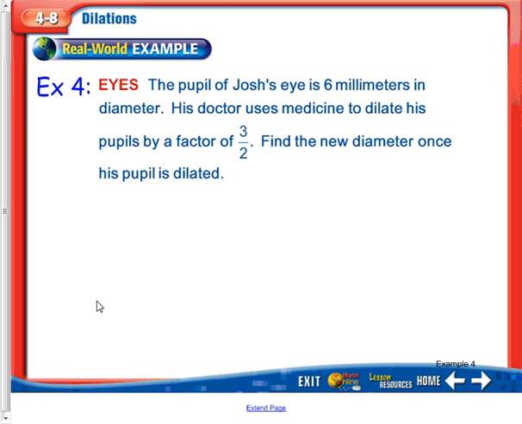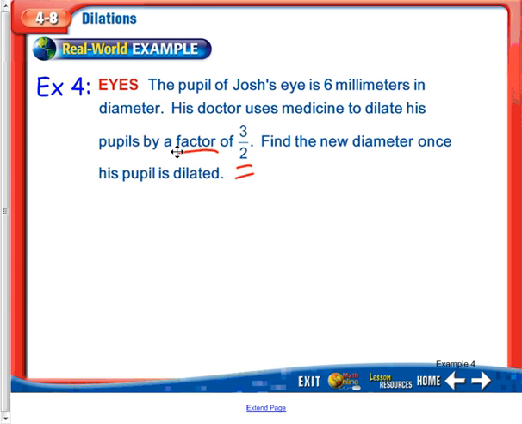Our last example: the pupil of Josh's eye is 6 millimeters in diameter. So here we are actually talking about an eye problem. His doctor uses medicine to dilate his pupils by a factor of 3/2. By seeing that right away, we know that the pupil is going to be getting larger because that's a number greater than 1. It says find the new diameter once his pupils are dilated.